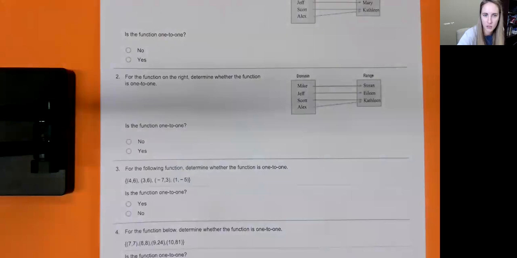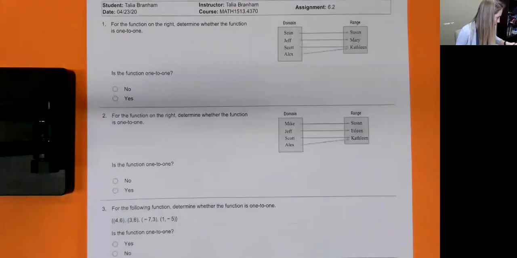Okay, so this is 6.2 and it is over one-to-one functions. So let's go ahead and get started on this. Okay, so on these, remember if we have a function, we cannot have any repeating domain. So on a one-to-one function, for every domain value, we have one range value, but for every range value, we now have one domain value.